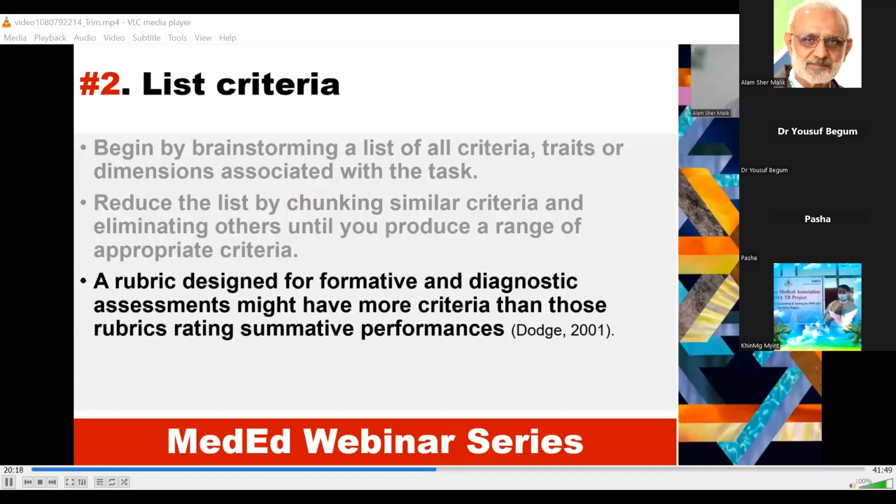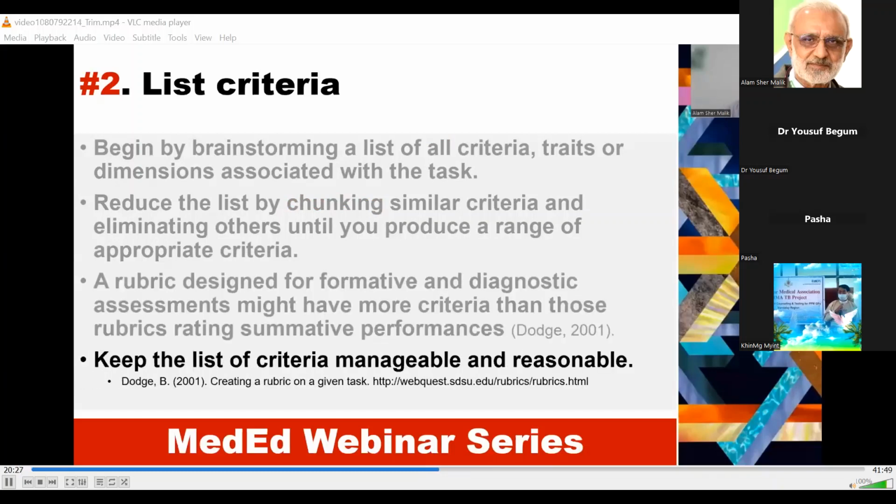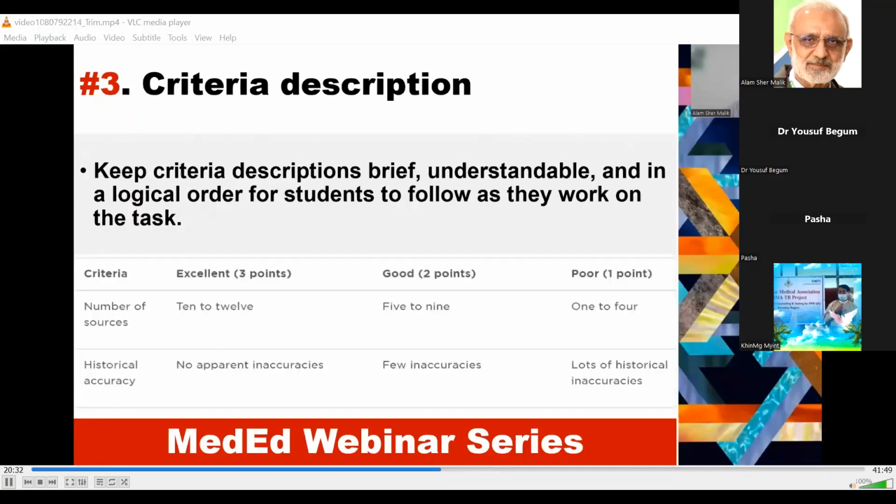A rubric designed for formative and diagnostic assessments might have more criteria than those rubrics rating summative performances. Keep the list of criteria manageable and reasonable. Then describe the criteria. Keep criteria descriptions brief, understandable, and in a logical order for students to follow as they work on these tasks. This is the example which has been given earlier as well, and you can see the descriptions are very clear, logical, and specific.